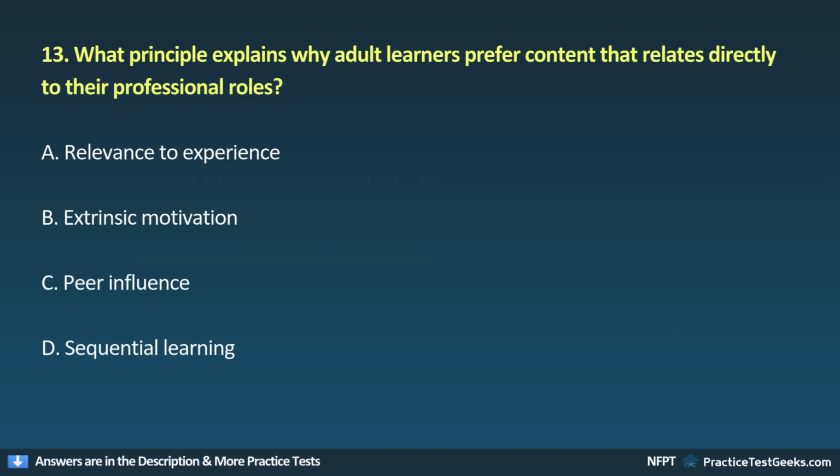13. What principle explains why adult learners prefer content that relates directly to their professional roles? A. Relevance to experience. B. Extrinsic motivation. C. Peer influence. D. Sequential learning.